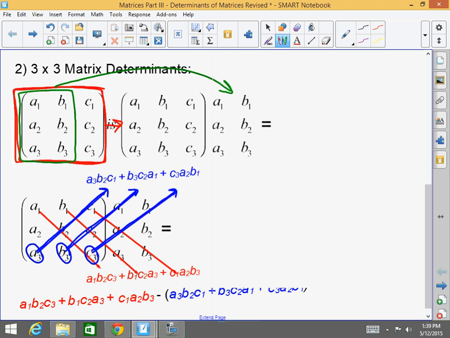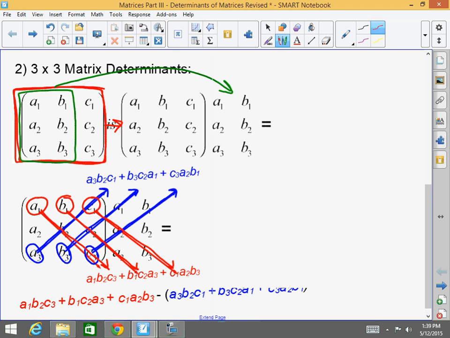Okay? Then I'm going to go to the top left-hand corner, and I'm going to go down diagonally, giving me the product of A1, B2, C3. Then I go to my next column, multiply all the way down, giving me B1, C2 times A3. Then I go to my third column, and I multiply diagonally all the way down, and I get C1, A2 times B3.